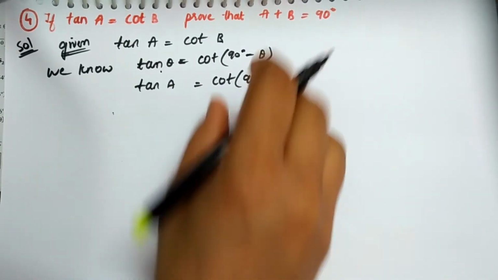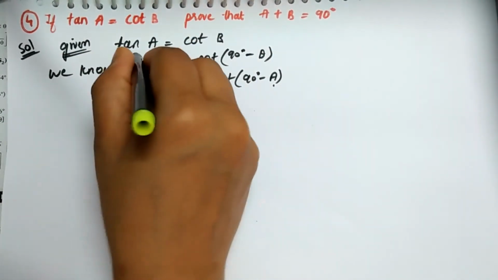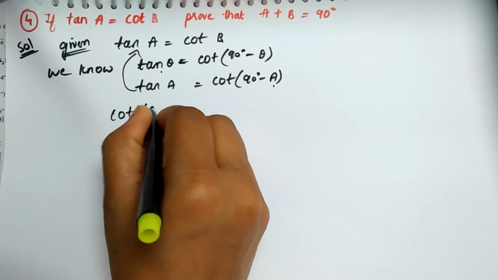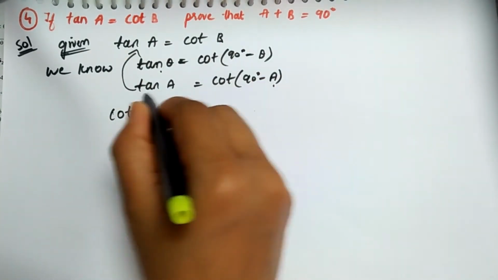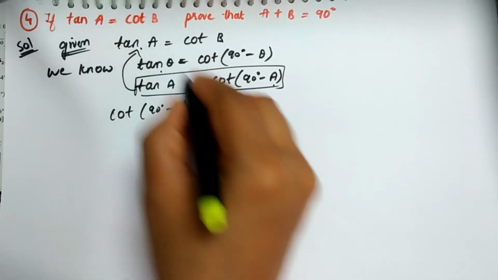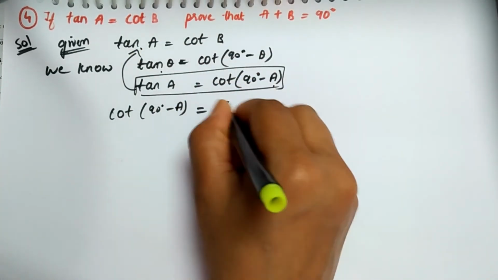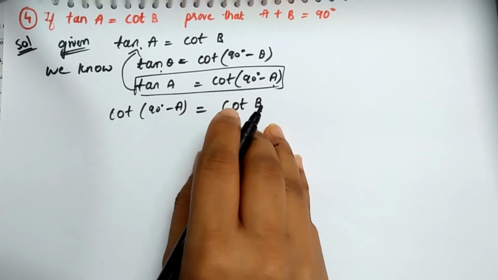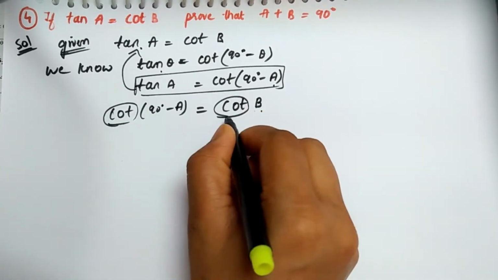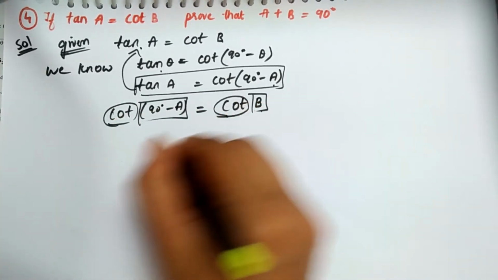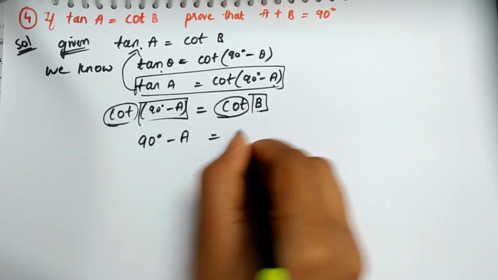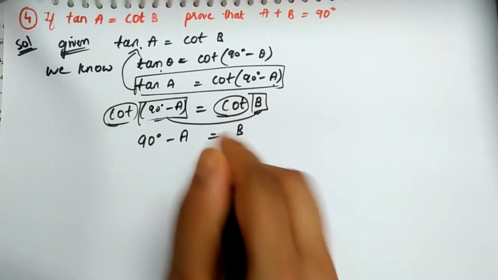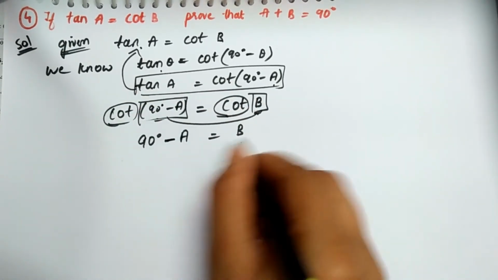Now we will get both sides in the same term. We replace the tan A value with cot of 90 degrees minus A, which equals cot B. Now it's very simple. Since we have the same ratios, we can directly compare their angles, right? So 90 degrees minus A is nothing but B. We're just taking the angles, and the cot ratios cancel. So 90 minus A equals B.